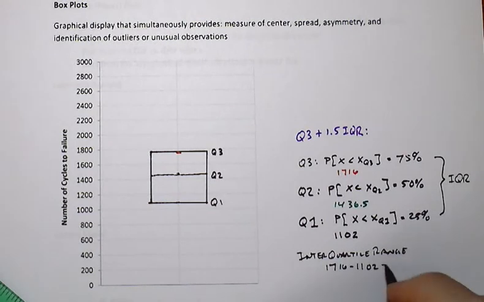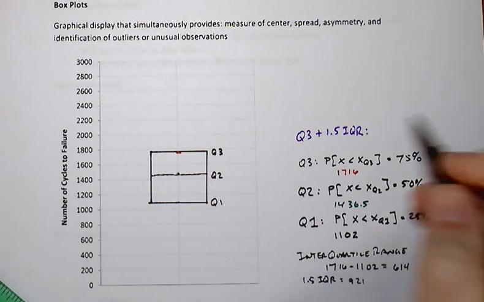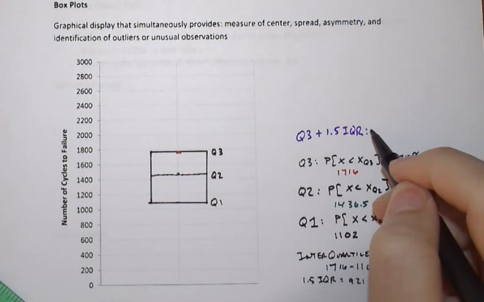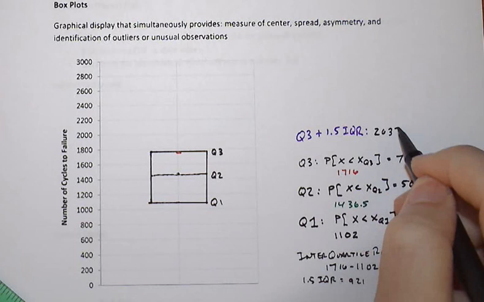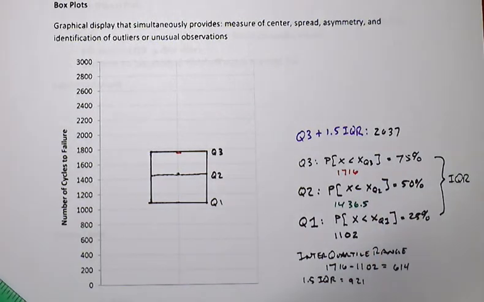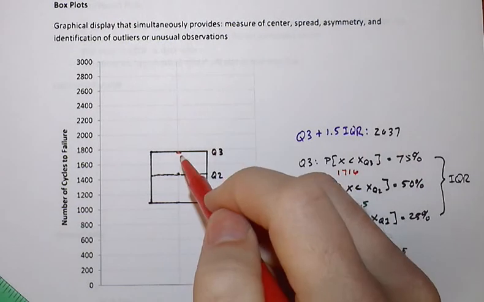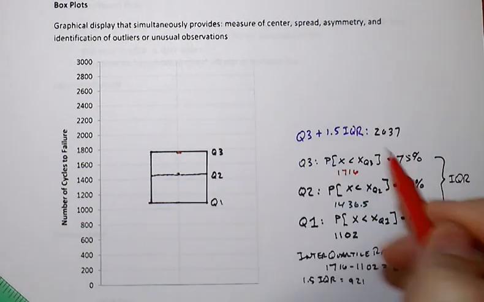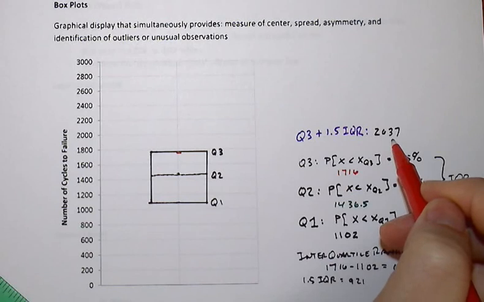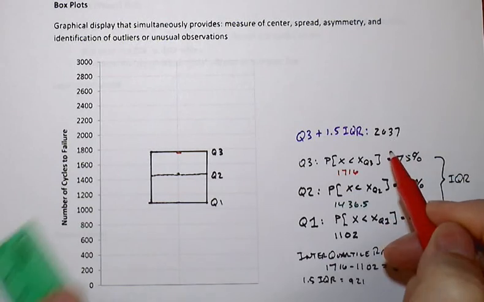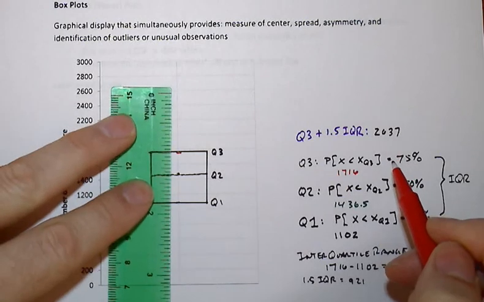The interquartile range was 614, and 1.5 times that is equal to 921. So Q3 plus 1.5 IQR is 2637. Our max value that we actually have out of the whole sample set is 2265. It's quite a bit less than that. So what you do is you draw a line that goes up until we reach this Q3 plus 1.5 IQR, or until we reach the largest data point that's in that range.